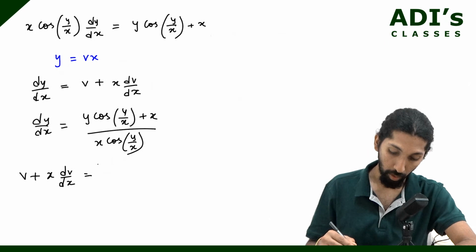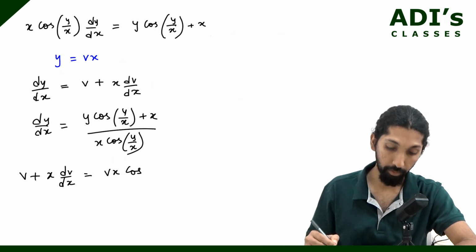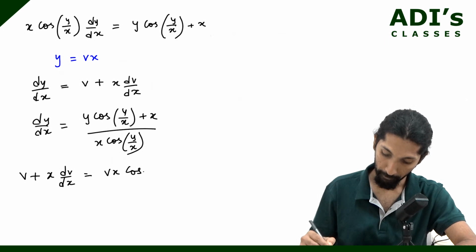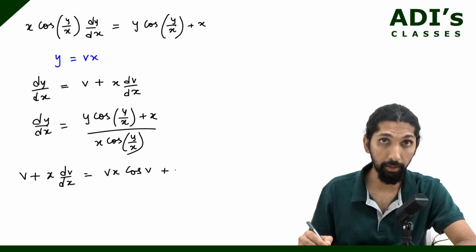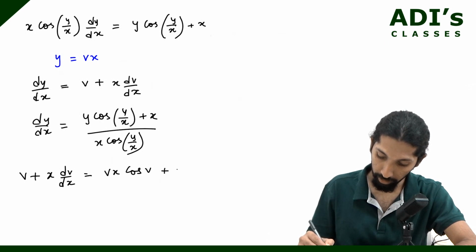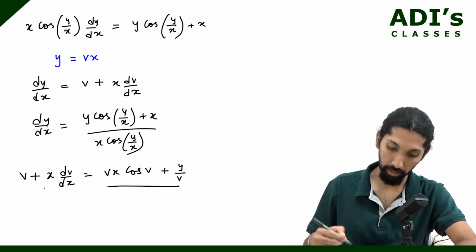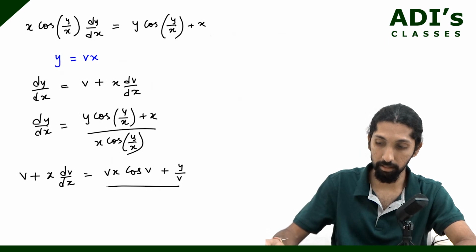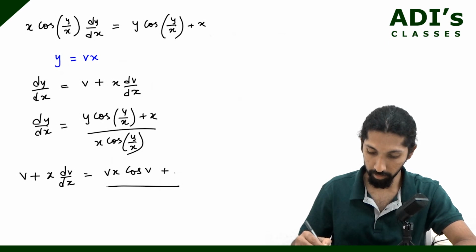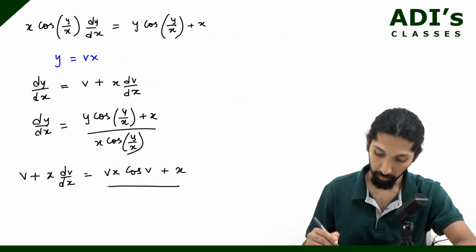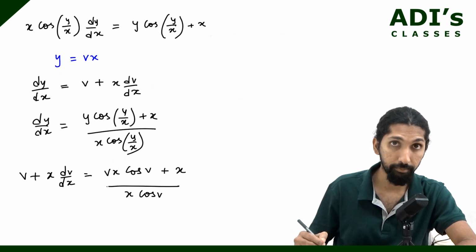Is equal to, what is y? Vx into cos of v plus, what is x? Y divided by v, correct? Y divided by v divided by. So the next part, or you can keep the x as it is. To be honest, that makes a lot of sense because we are keeping everything in terms of x only. Keep the x as it is. X cos v. Make sense?